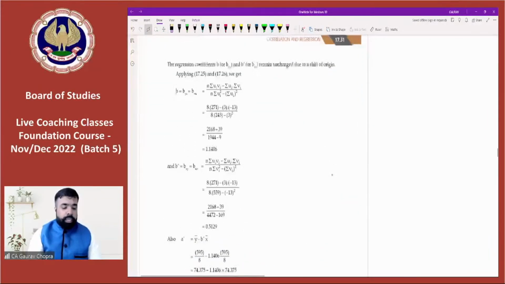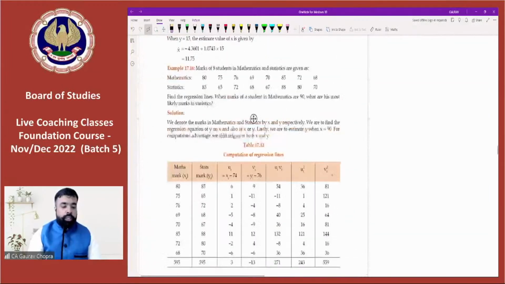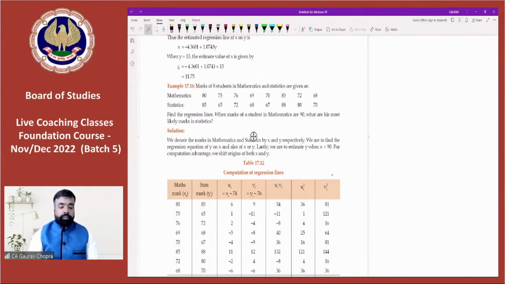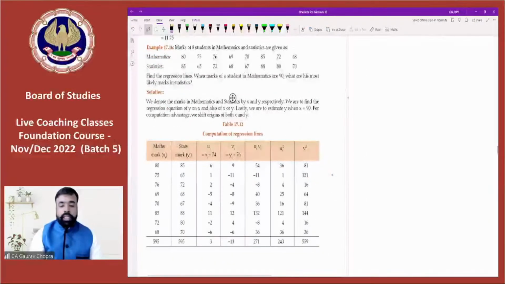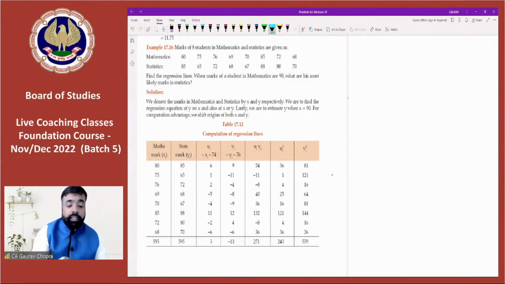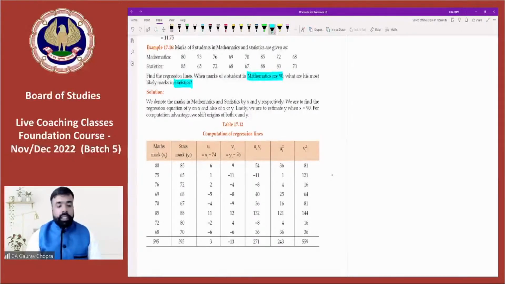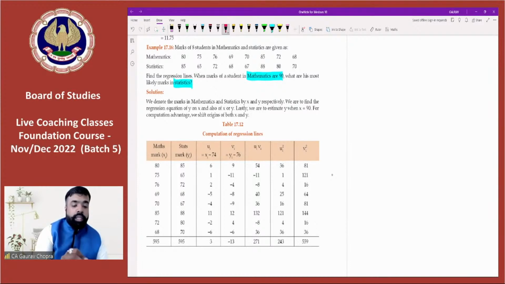Now this time, let us solve this one, 17.16. Here, marks of 8 students in maths and stats are given. Find regression lines, and estimate when the marks of a student in maths are 90. Marks in maths are given, and we have to find marks in statistics. That means we have to estimate the marks of statistics. So we can assume here maths as X and stats as Y. So let us write X and Y.